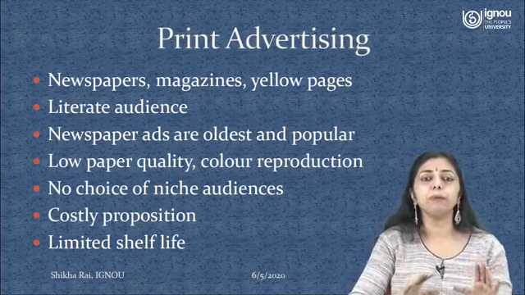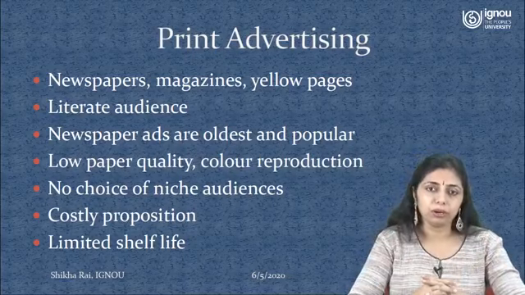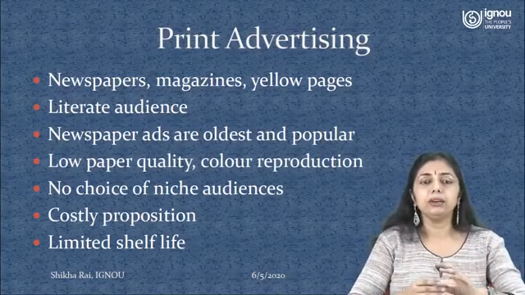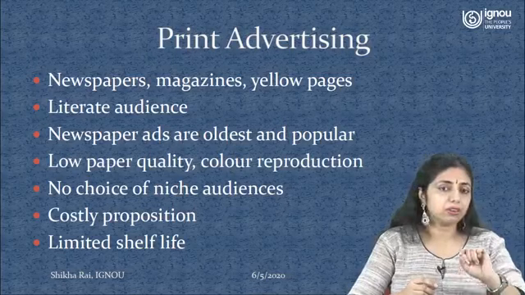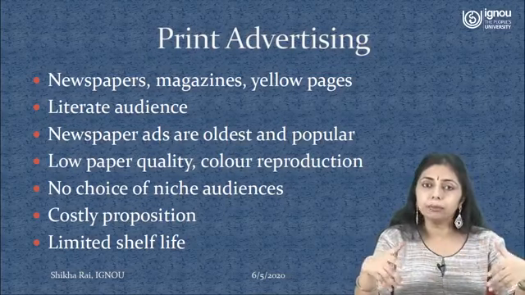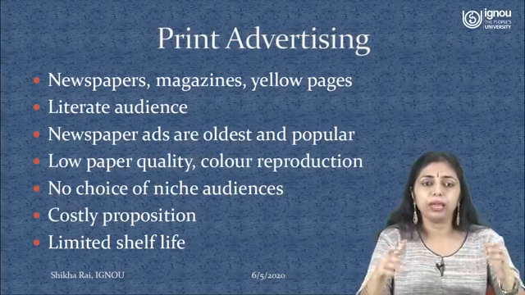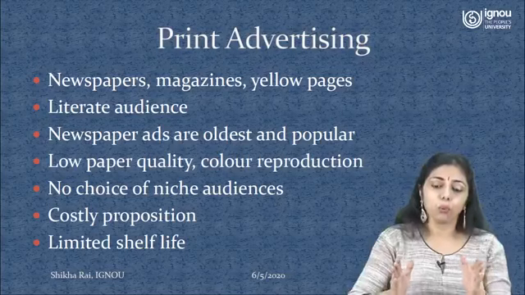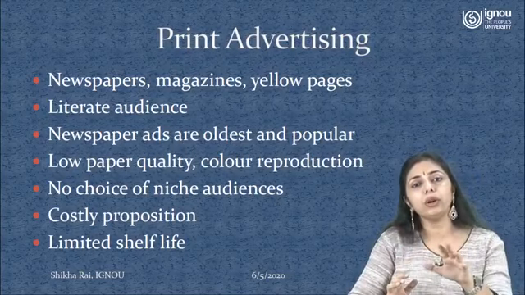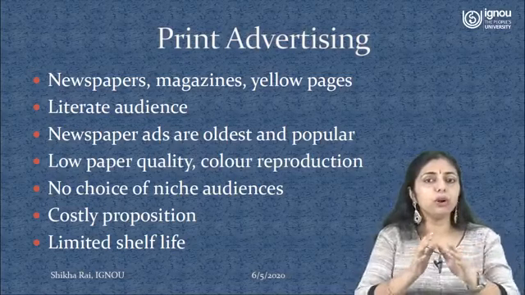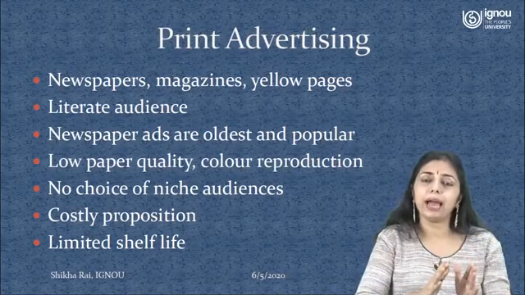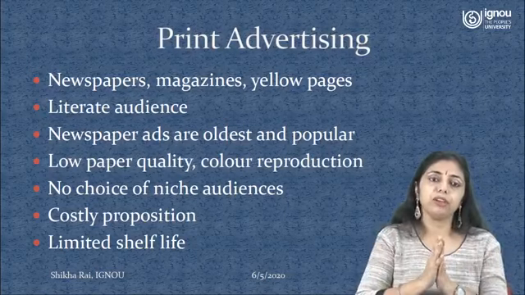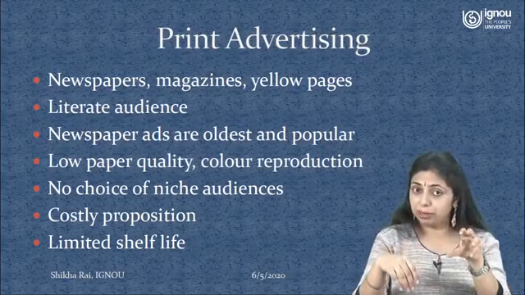So ideally, the newspaper ads are the oldest and most popular kinds of ads, because newspaper is also the oldest medium. The paper quality suffers, it has a low paper quality, due to which the color reproduction of an ad suffers a lot. Also, there is no choice of niche audiences. When I say no choice of niche audiences, what I mean is you cannot target your audiences to a certain segment. You can only publish an ad in a newspaper and wait for whoever wants to look at it, whoever wants to see it. So there is no choice of niche segments of audiences.